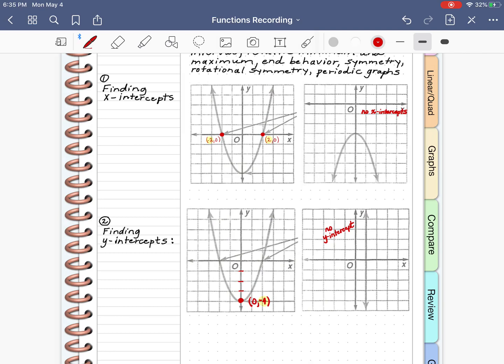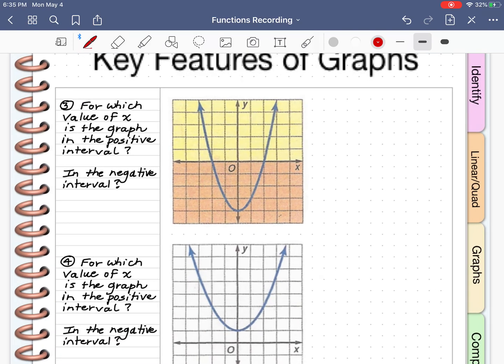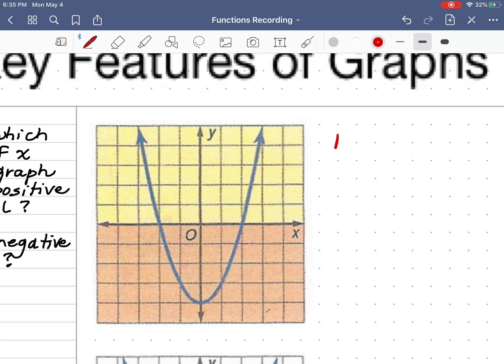Okay, moving on here. Let's do for which value of x is the graph in the positive interval and in the negative interval. So remember, the positive interval is where the graph is above the x-axis, and the negative interval is where the graph is below the x-axis. And this is actually a very pretty picture of the one I used in the glossary. My drawing was not so good, but this is a much better image.